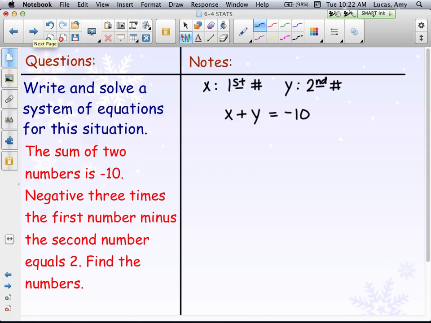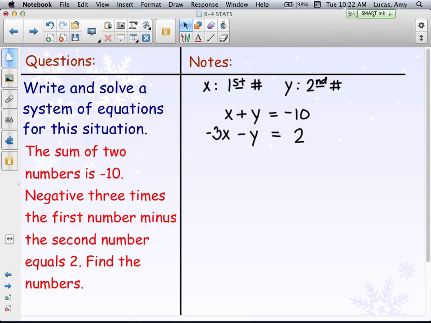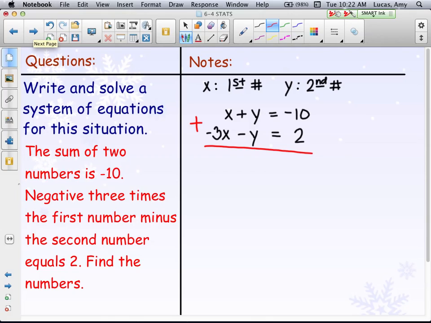Negative 3 times the first number. Well, my first number was x, so negative 3 times the first number is negative 3x. Minus the second number, which was y, equals 2. Now my system is ready to solve. You may notice that I have opposites already, so I can add together my system right now, and the variable y is eliminated.